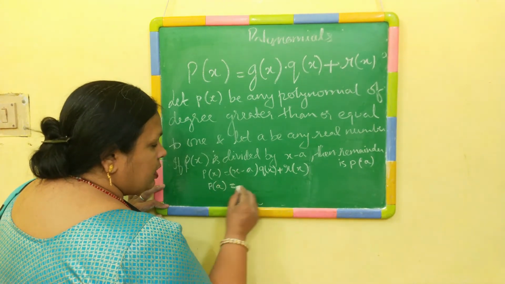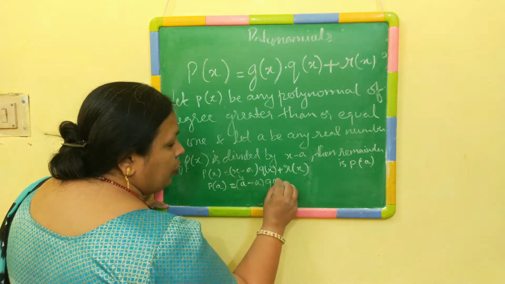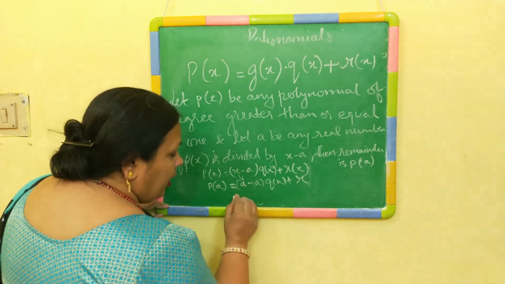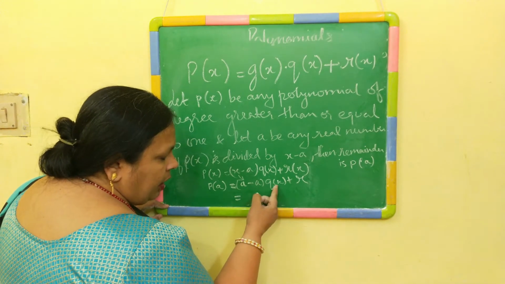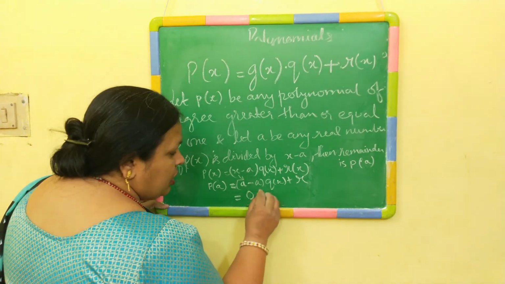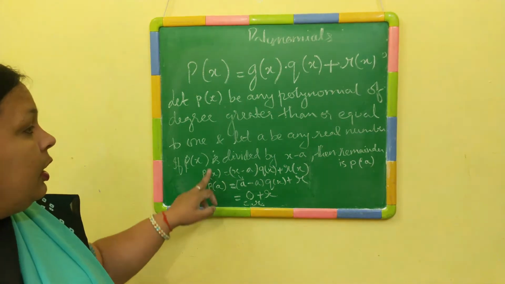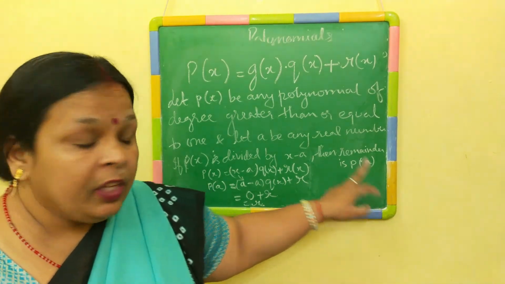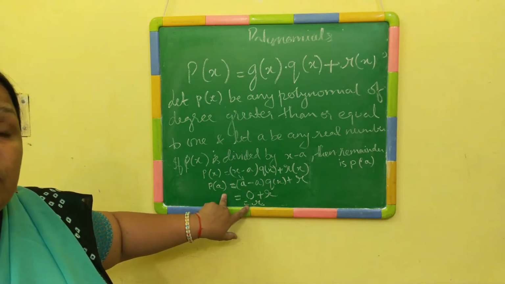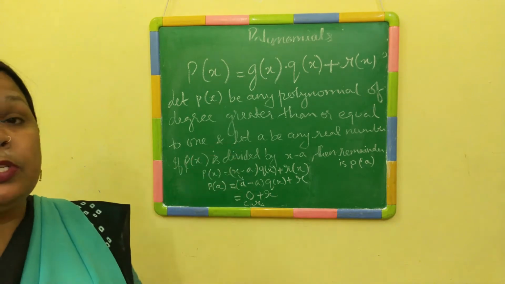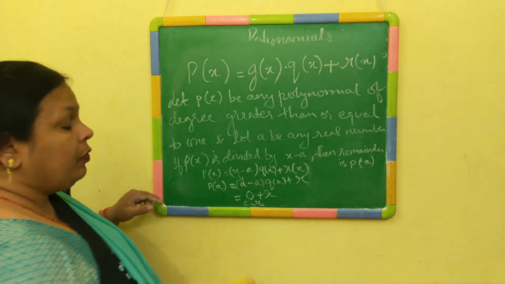P(a), when we are substituting, x is changed to a, so (a minus a) into q(x) plus r. That means this is nothing but 0. 0 multiplied by any polynomial will give you 0. 0 plus r is nothing but r. So that exactly is what we are saying: the remainder is p(a). Whatever you get when substituting a is the remainder, which we have seen already in our previous examples. Now without actually dividing, we will check the remainder for a given polynomial.